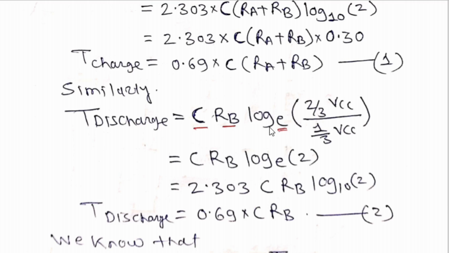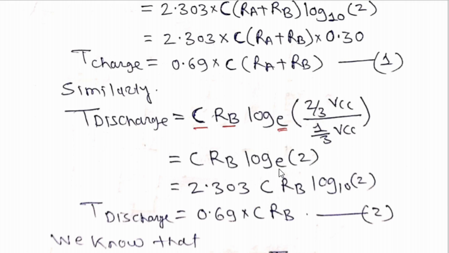Now again here is log to the base e. Why log to the base e? Because when our capacitor discharges, it discharges with an exponential nature. And into the bracket, 2/3 of VCC to 1/3 VCC, because the voltage across the capacitor always changes from 2/3 VCC to 1/3 VCC. Here C as it is, RB as it is, log to the base e as it is, 2/3 of VCC by 1/3 of VCC, VCC will get cancelled, and if you do this mathematical calculation, you will get log to the base e of 2.